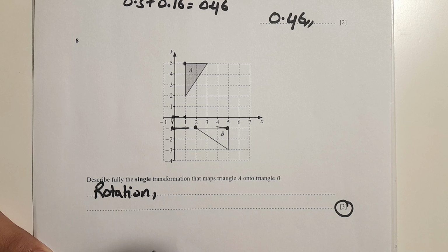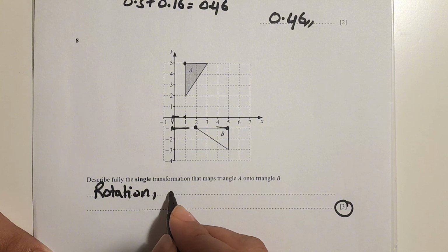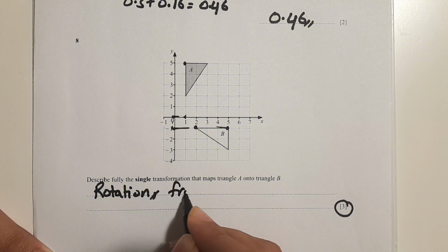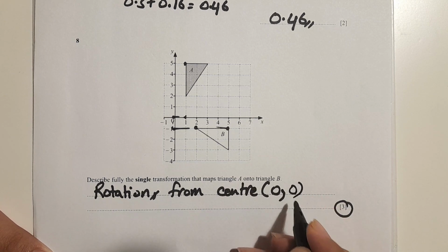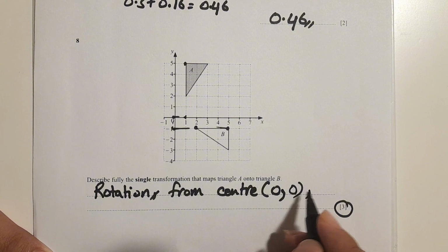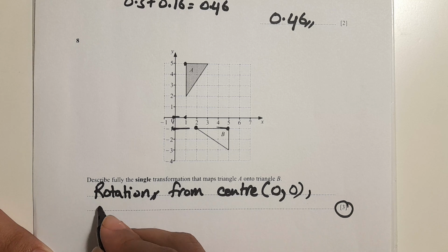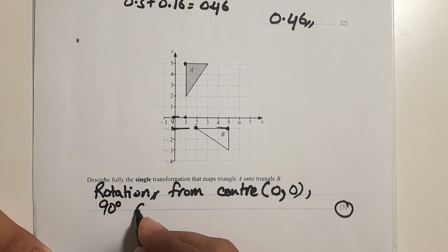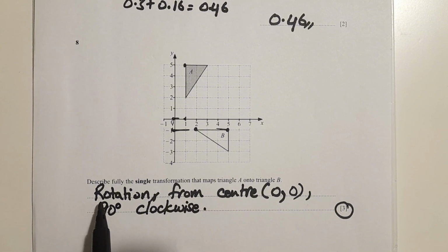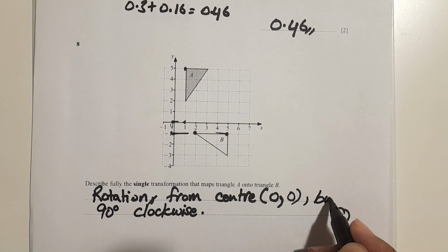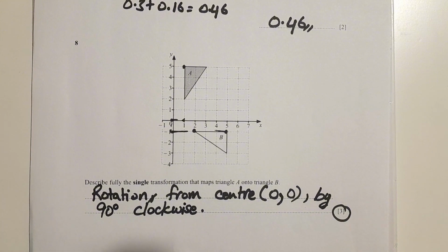Then the second thing you have to mention is the center from where it is rotated. So it is rotation from center 0, 0. And by how many degrees it is rotated. So we will write 90 degrees clockwise. So we will state rotation from center 0, 0 by 90 degrees clockwise. So this is how you will answer the question.